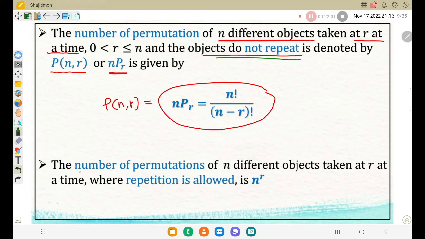Now if repetition is allowed, the number of permutations of n different objects taken r at a time, where repetition is allowed, what is the rule? N power r, that is the rule for finding the permutation. N power r, that means total power, how many we are taking at a time. So we discussed that in examples. I hope it is clear to you.